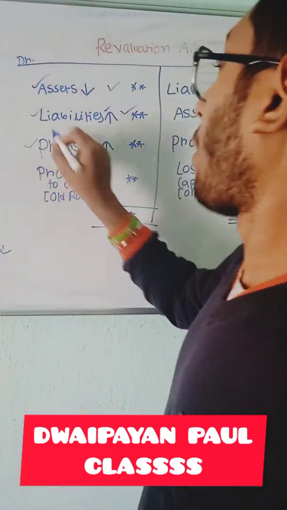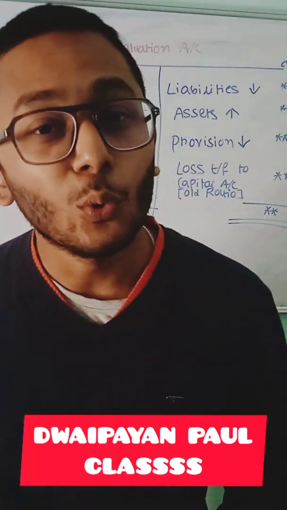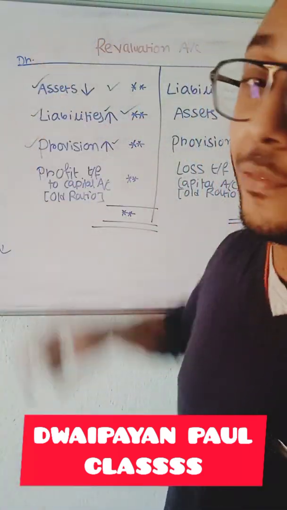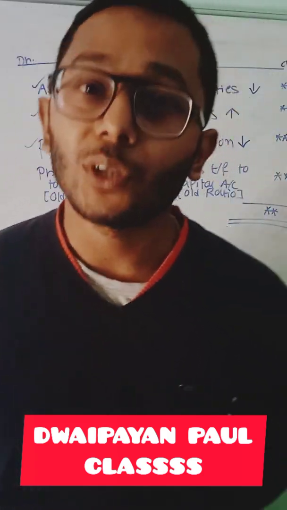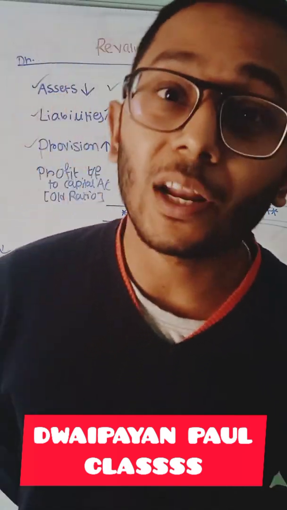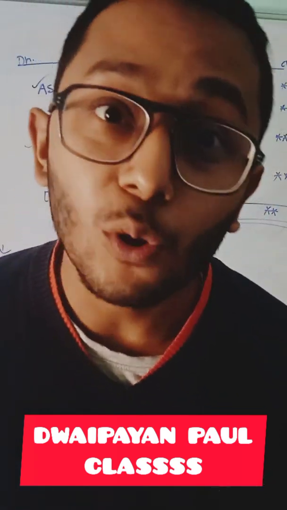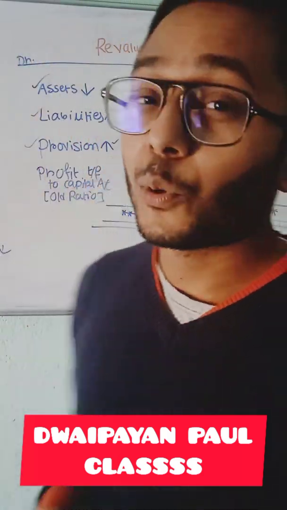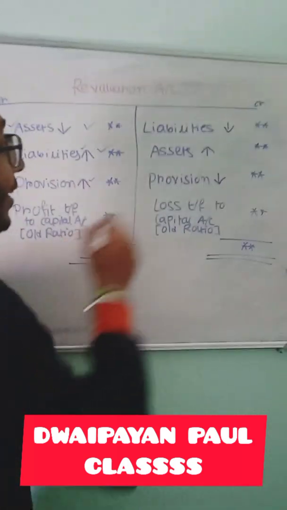Next is the provision. For provision, there is an upward arrow. That means if the value of provision is increased, you have to write it on the debit side of the revaluation account. For example, if in the balance sheet the provision for doubtful debt is 5,000 and in the adjustment the provision for doubtful debt has been increased by 1,000, then the value of provision is being increased by 1,000, and hence on the debit side you have to write 1,000 as provision. Now let's move on to the credit side.